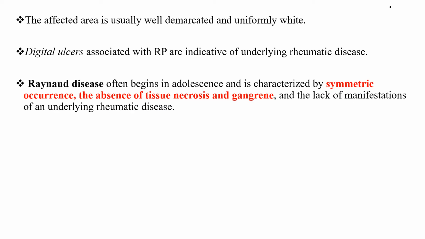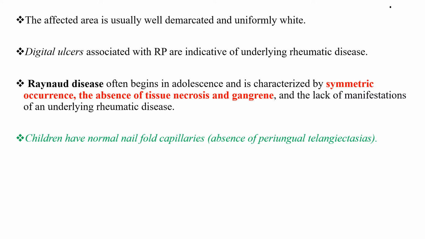underlying rheumatic disease. Raynaud's disease often begins in adolescence and is characterized by symmetric occurrence, unlike Raynaud's phenomenon, which is asymmetric. Also in Raynaud's disease, there is absence of tissue necrosis and gangrene, whereas in Raynaud's phenomenon, there is tissue necrosis and gangrene and manifestation of underlying rheumatic disease. And children have normal nail fold capillaries and absence of periungual telangiectasia.